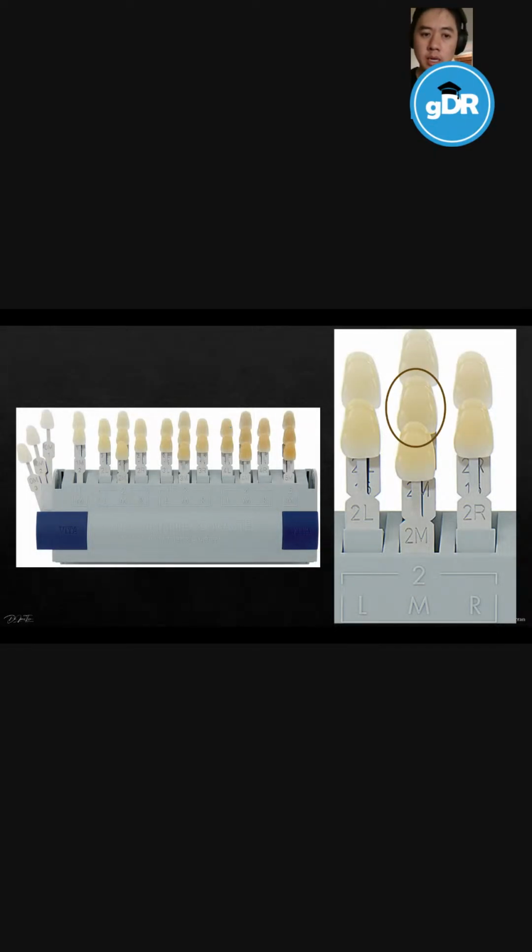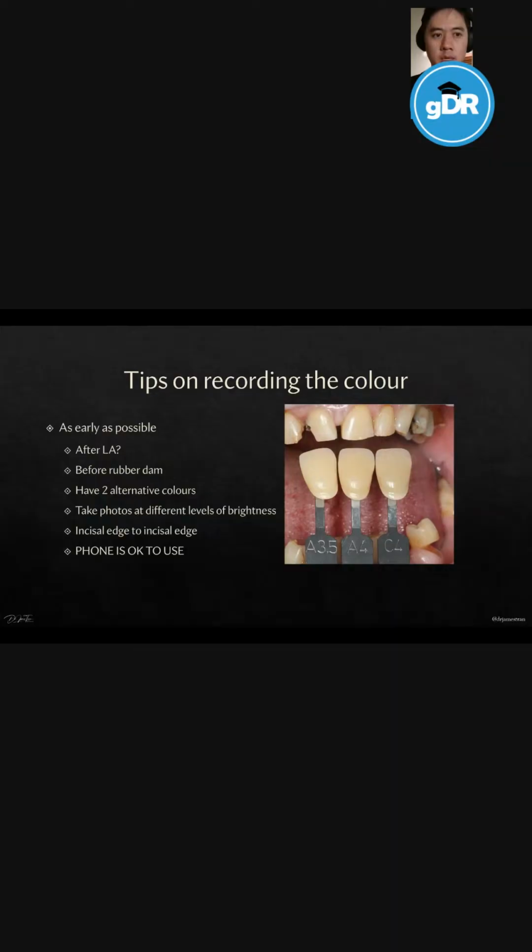If you're using the 3D Master shade guide, you can see there are groups here. There's group 1, 2, 3, 4, 5. You pick one group that's closest in color, and in that group, you start with the middle tooth. Then you go which one is more red, more blue, more whatever, and then you pick your final shade. Just as a quick tip there.